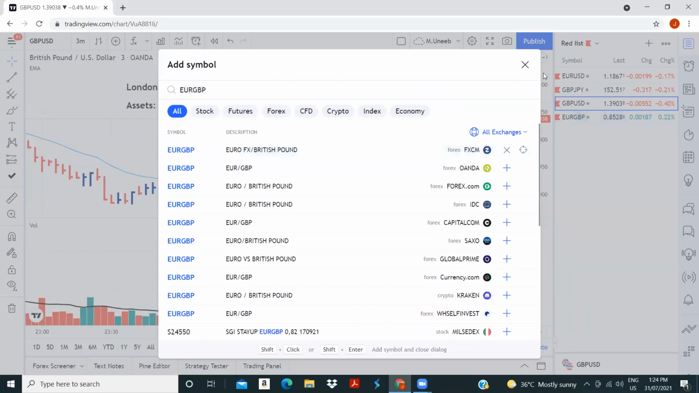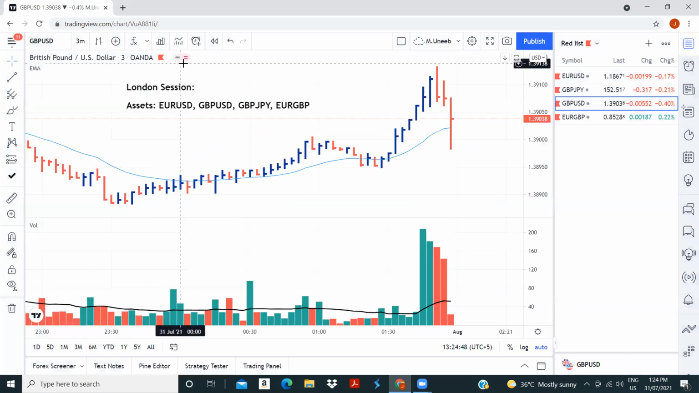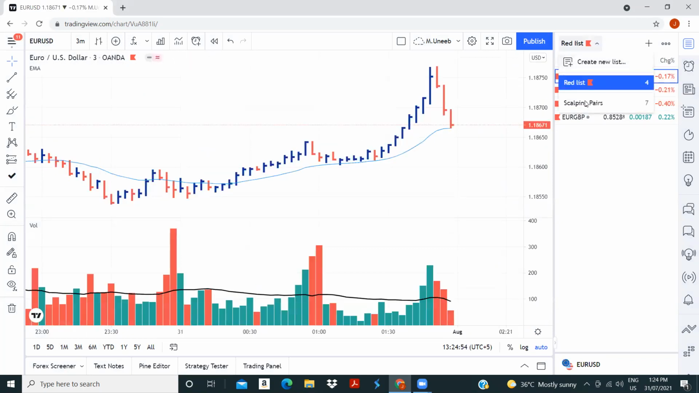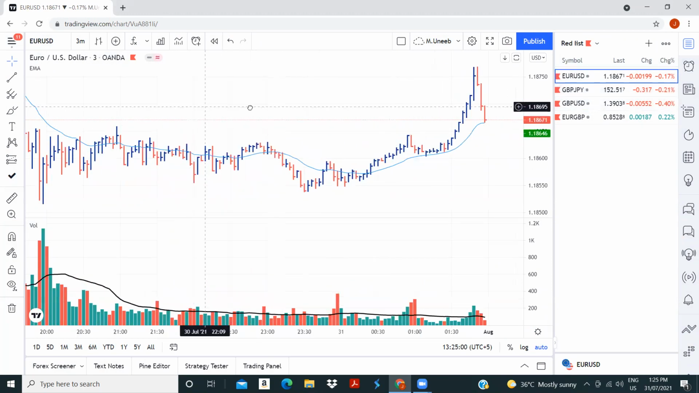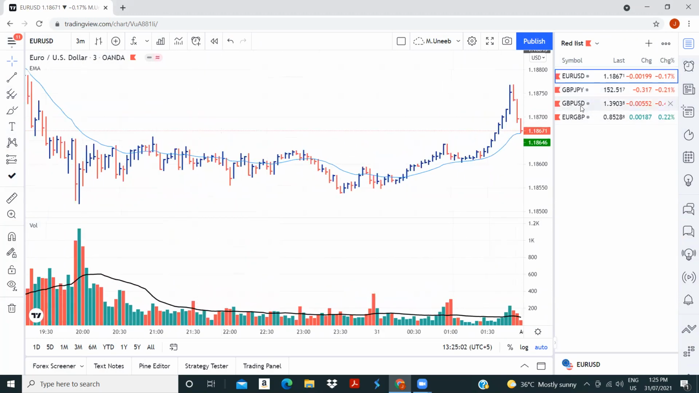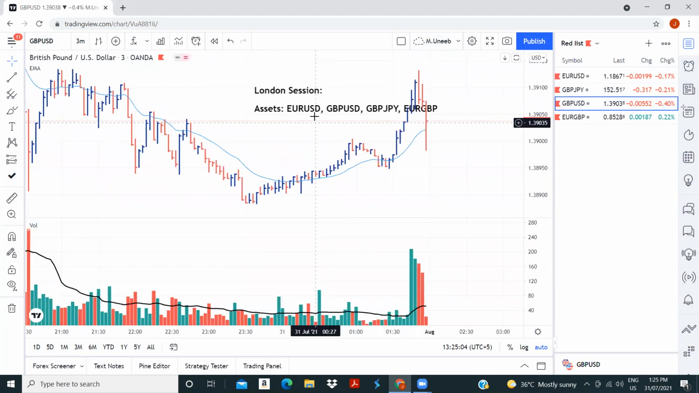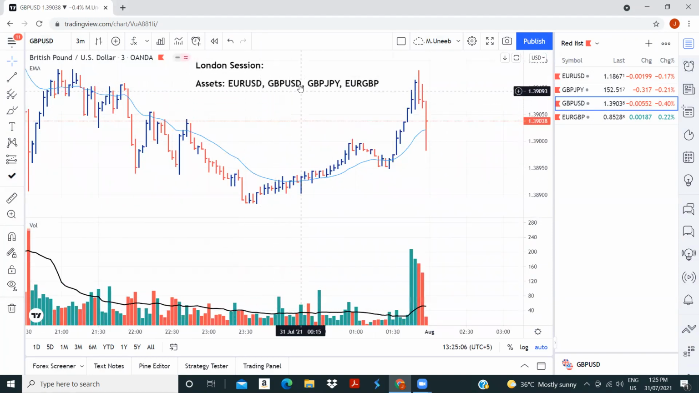So I hope you know how I create a list. You can just remember that list by the London session asset. So I can just go here. I can select as many lists as I want. Red list is for the London pair only. Okay, so let's start. So these are the assets.